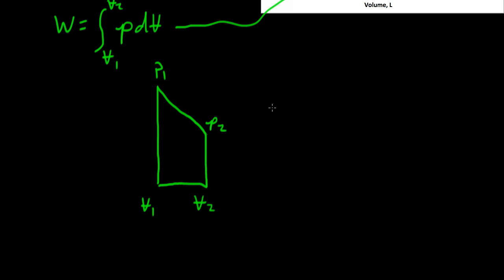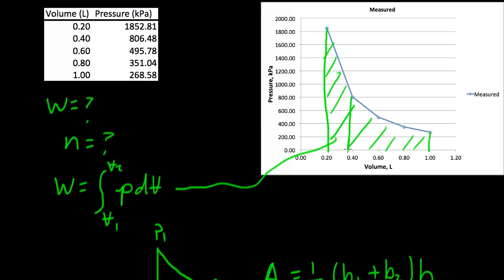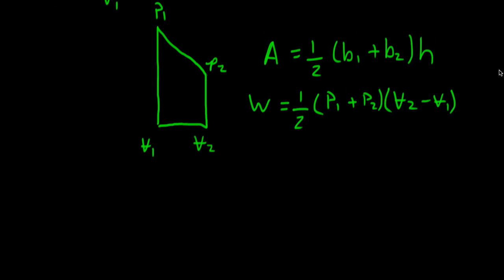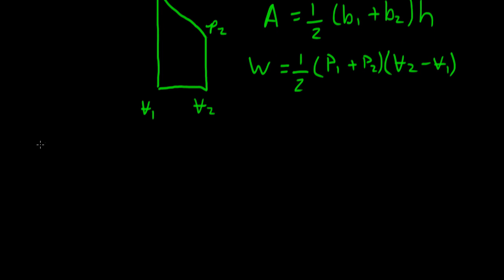Remember that the area of a trapezoid is 1/2 times base 1 plus base 2 times the height. From our graph, the area is 1/2 times P1 plus P2 times V2 minus V1, where 1 and 2 are at the start and end states for this portion of the overall process. We can compute the work by performing a trapezoidal integration over each region of the measured data. Note that the units must be adjusted.